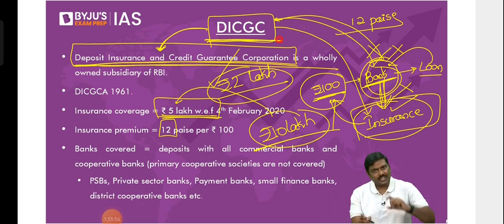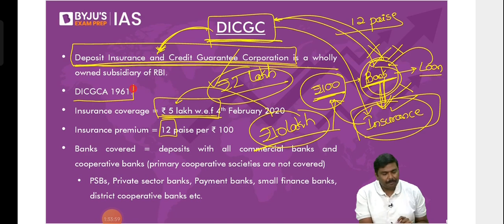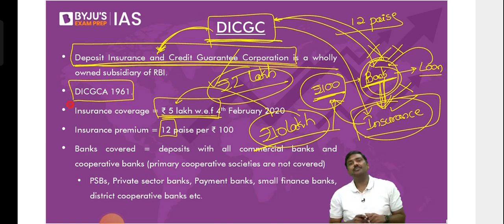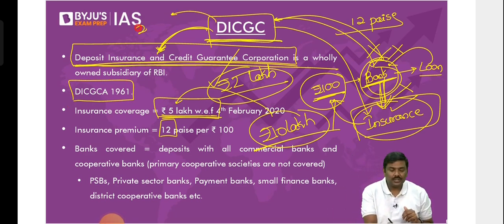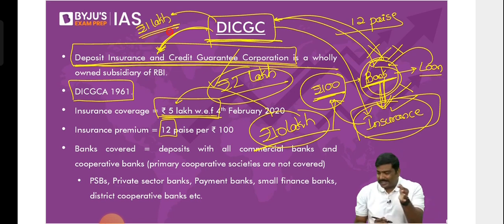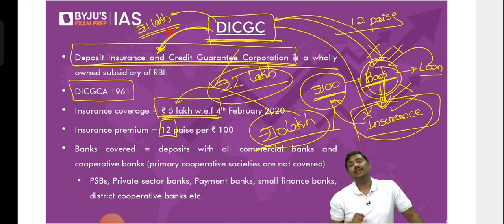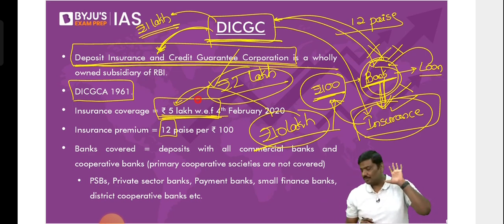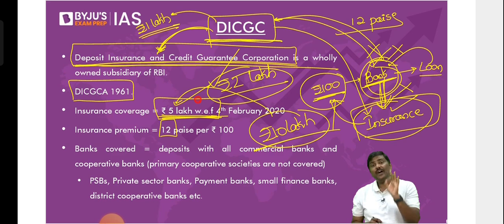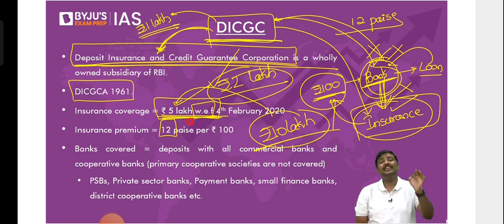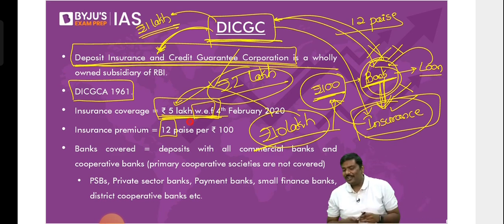The Government of India, though this is a very old authority, DICGC was set up with the passage of the DICGC Act of 1961. But until very recently, the coverage of insurance was limited to 1 lakh rupees. I'll repeat, until recently, up to 1 lakh rupees of the deposits were covered. Now, this has been increased to 5 lakh rupees. Is it okay? So, what is WEF? WEF simply stands for with effect from.